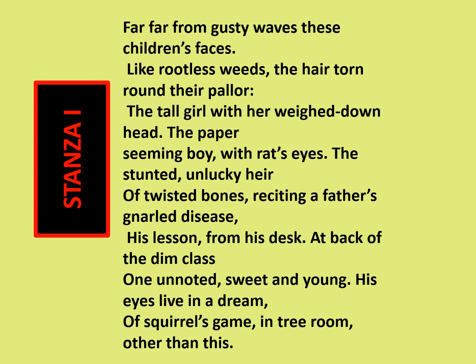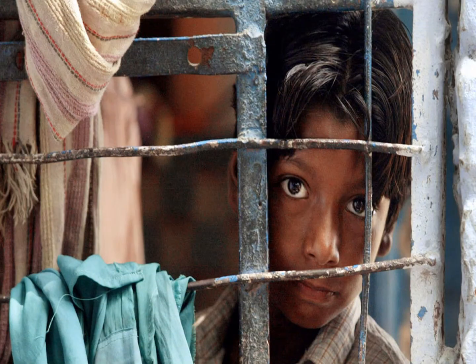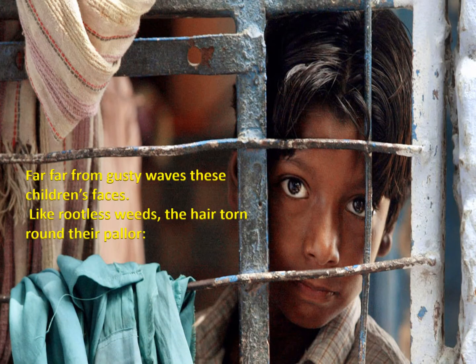Let's see in the first stanza, line by line, what Stephen Spender is telling us. The first few lines are: far, far from gusty waves, these children's faces, like rootless weeds, the hair torn round their pallor. Now, when you look at this picture, you would even realize the eyes of this boy are saying a lot of things. It seems that it's conveying some meaning to us.